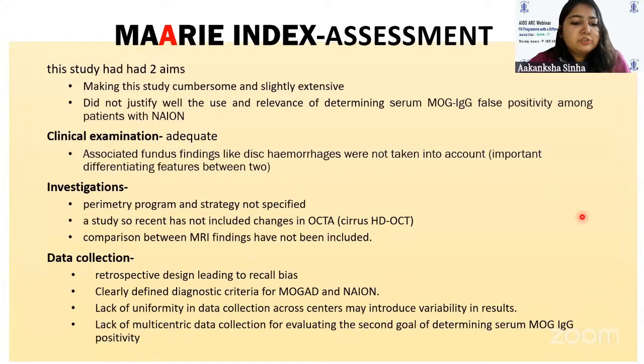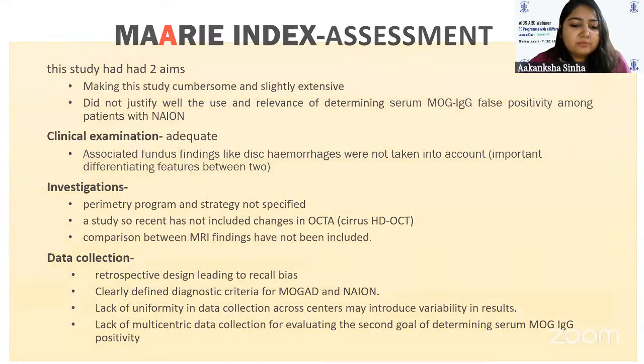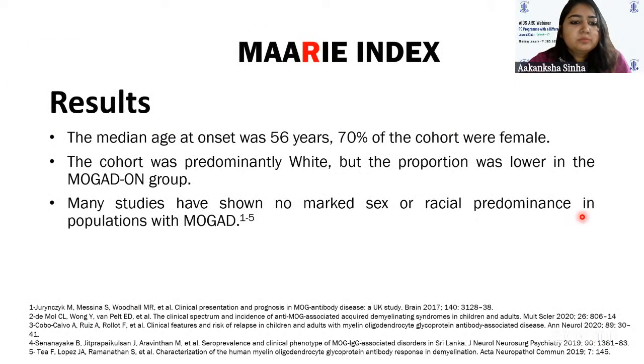For data collection, the retrospective design leads to recall bias and many other potential biases. The diagnostic criteria were well defined in the study for both the groups, but there was a lack of uniformity in the distribution of patients from all the centers. And also for the second aim, that is MOG IgG testing, the sample was taken from only one center, and it could have been better if multiple centers had been taken into account.